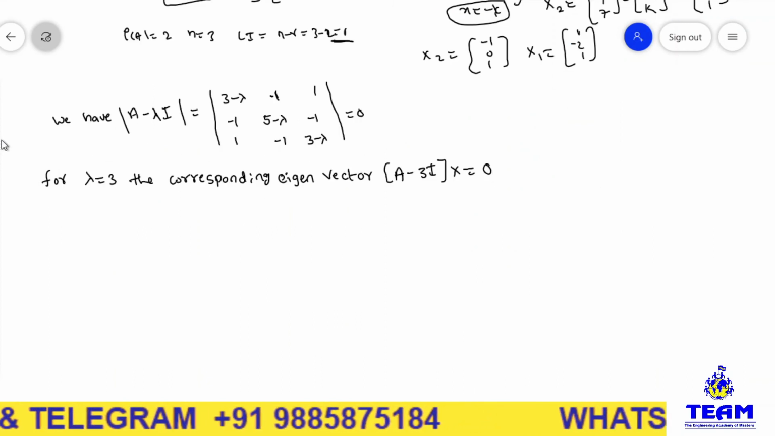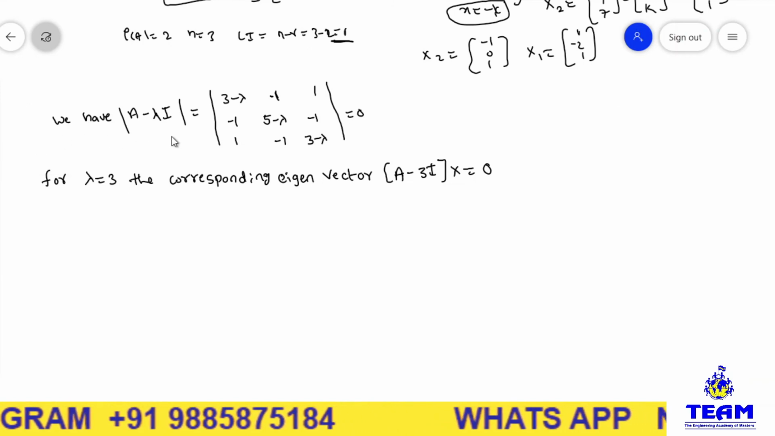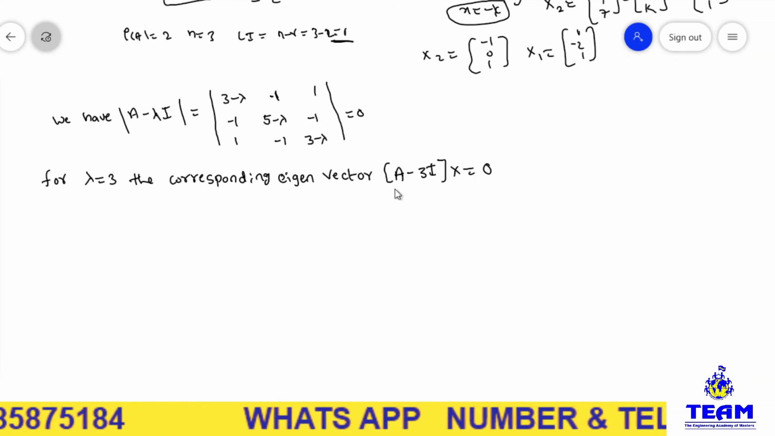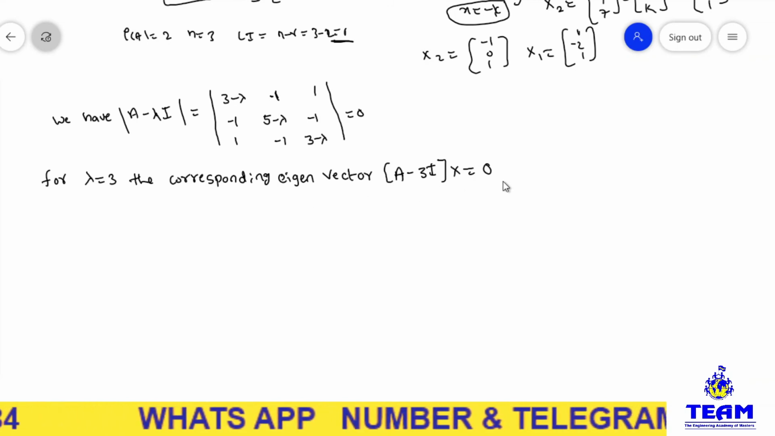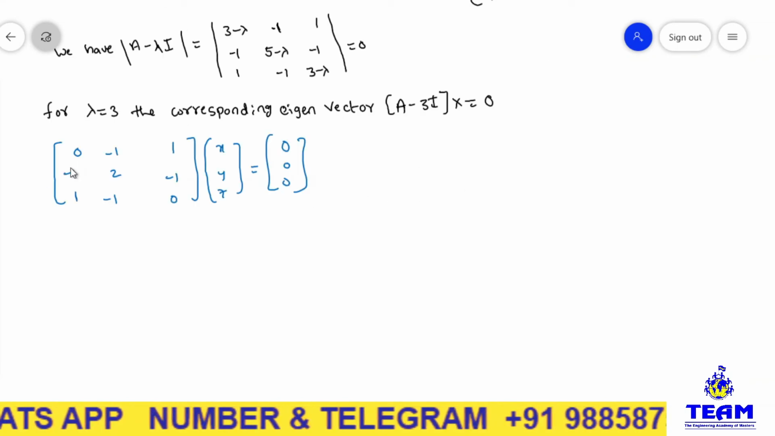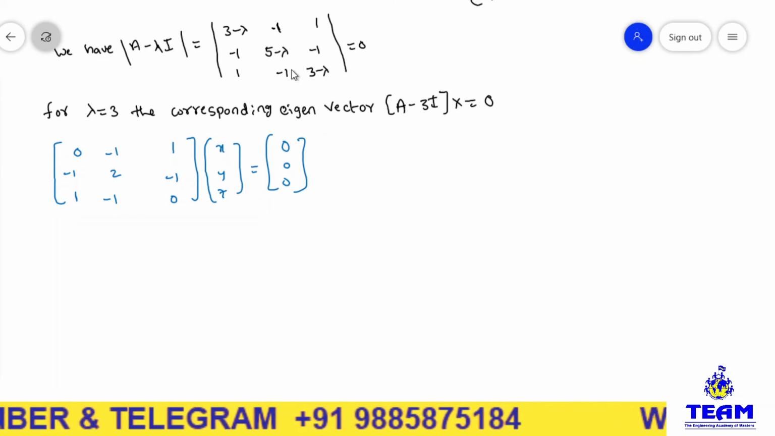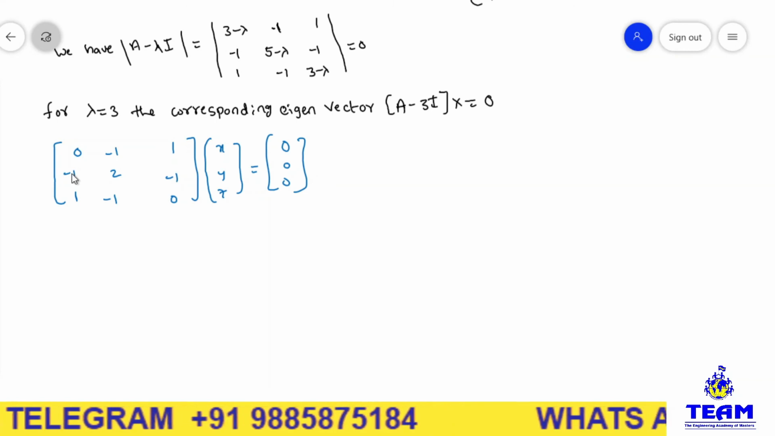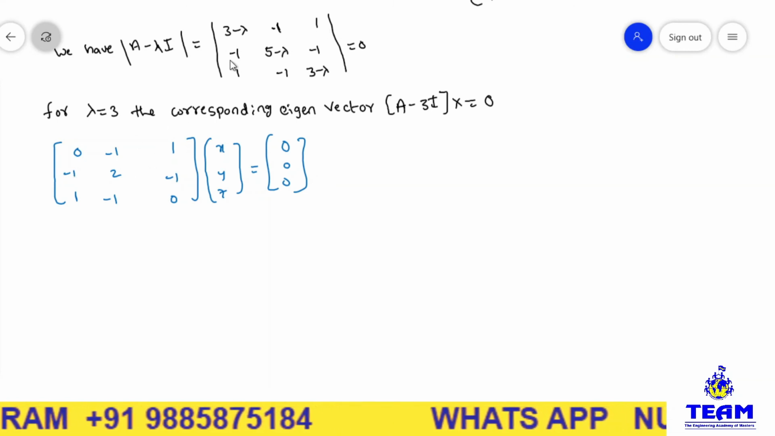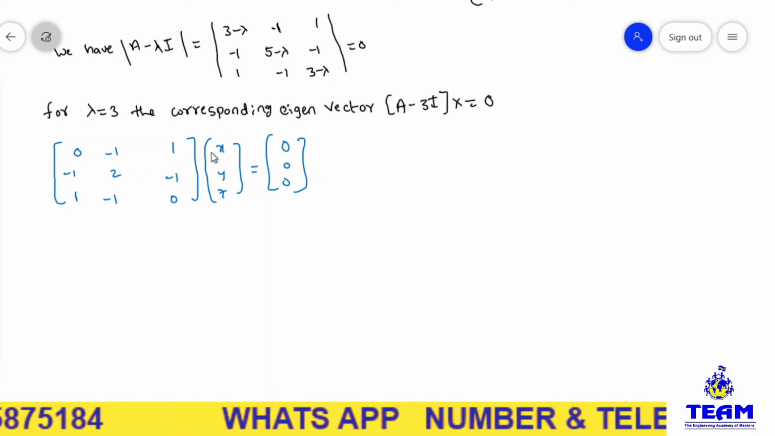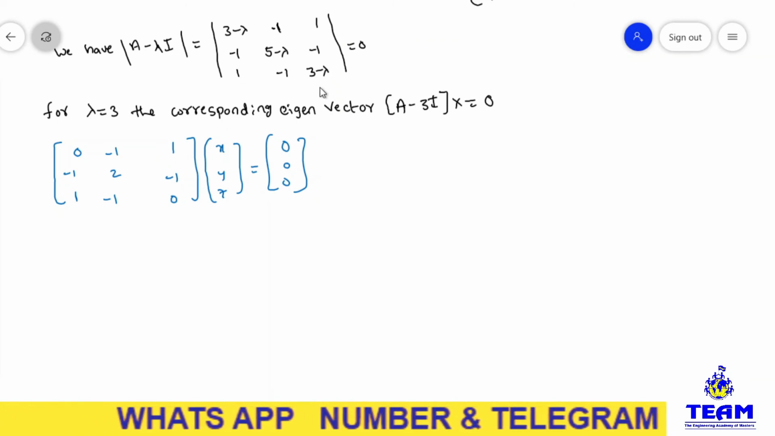Okay, friends, we have the determinant of A minus lambda I is this one. For lambda is equal to 3 the corresponding eigenvector is (A minus 3I) into x is equal to 0. Okay, friends, now I am substituting lambda is equal to 3 in this equation. Then I will have 3 minus 3 is 0, minus 1, 1. Next minus 1, 5 minus lambda means 5 minus 3 means 2, minus 1. 1, minus 1, 3 minus 3 means 0.